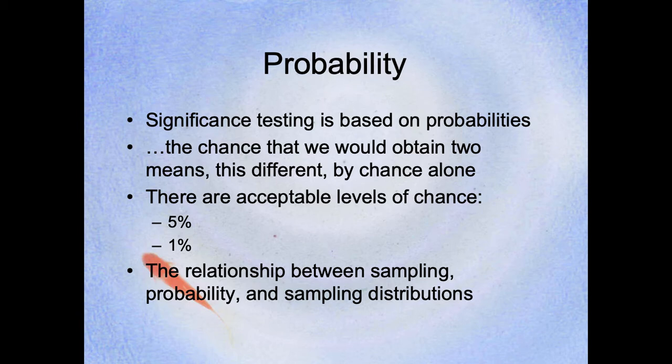So our significance testing is based on what we call these probabilities of p less than 0.05, p less than 0.10, which really just represents levels of chance that we're willing to take, right? So it's the chance that we would obtain two means, a correlation of this size, whatever your statistic is, by chance alone, right? So it's the probabilities. We're using, like I said, these p-values, which is just representing chance, right?